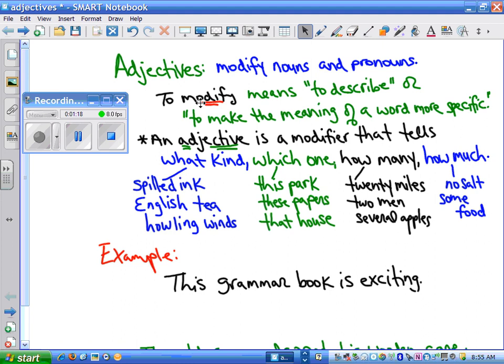Let's take a look at some of the adjectives in this list. Well, we have 3 different sets here. Spilled ink. Right. It's telling us what we need to know about the ink. Right? It's spilled. Who wants spilled ink? What a mess. English tea and howling winds. Now, as we go through these different adjectives, I'm going to draw your attention to a few things. First, with this word English.